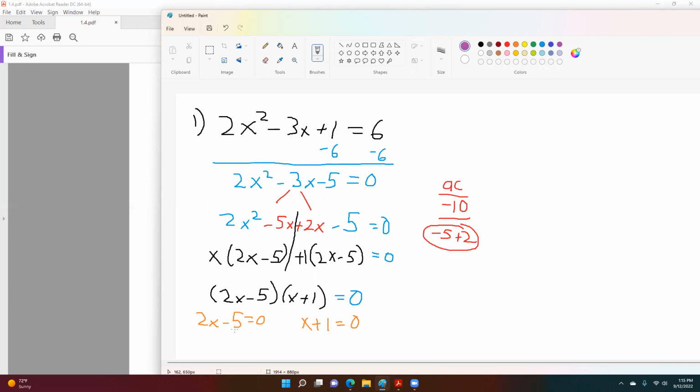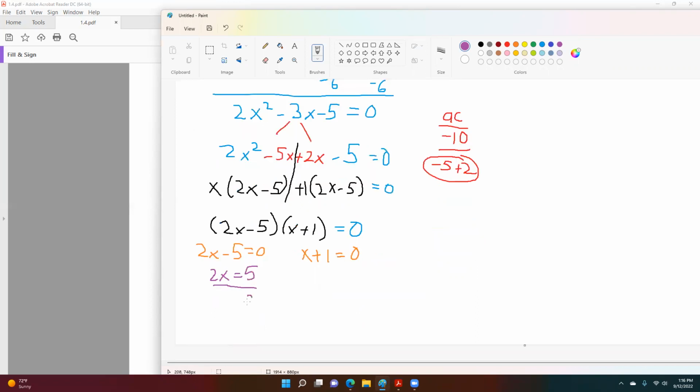So here, in order to solve for x, I have to add 5 first. So I add 5 to that side, and then I divide both sides by 2. So you will get 5 over 2. And then for this case, you have to subtract 1, so you will get negative 1. Usually, when you have a quadratic equation, you will get up to 2 solutions. So when you do your homework for this section 1.4, you can get up to 2 answers.